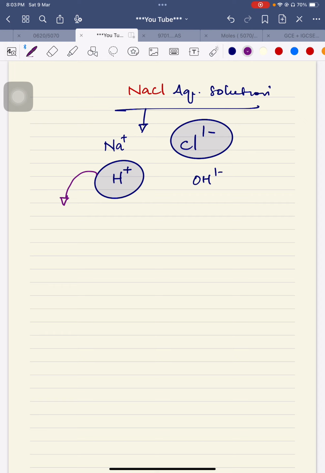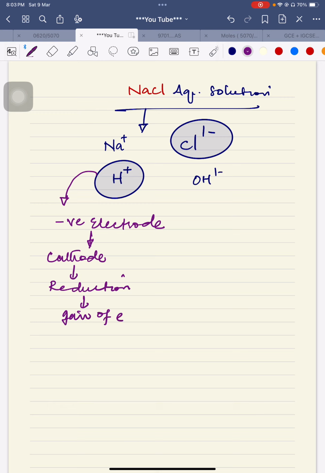So where is this H plus 1 ion going? It is going to the negative electrode. And what is the name of the negative electrode? Again, the same story: it is called the cathode. There it will be reduction. And what is reduction? It is gain of electrons. Now the other ion is moving towards the positively charged electrode. And what is the name of the positively charged electrode?